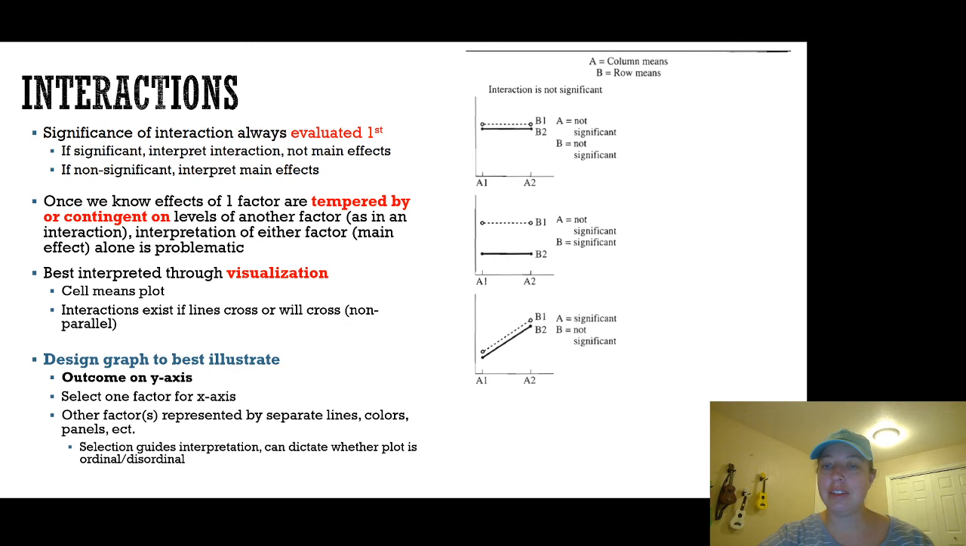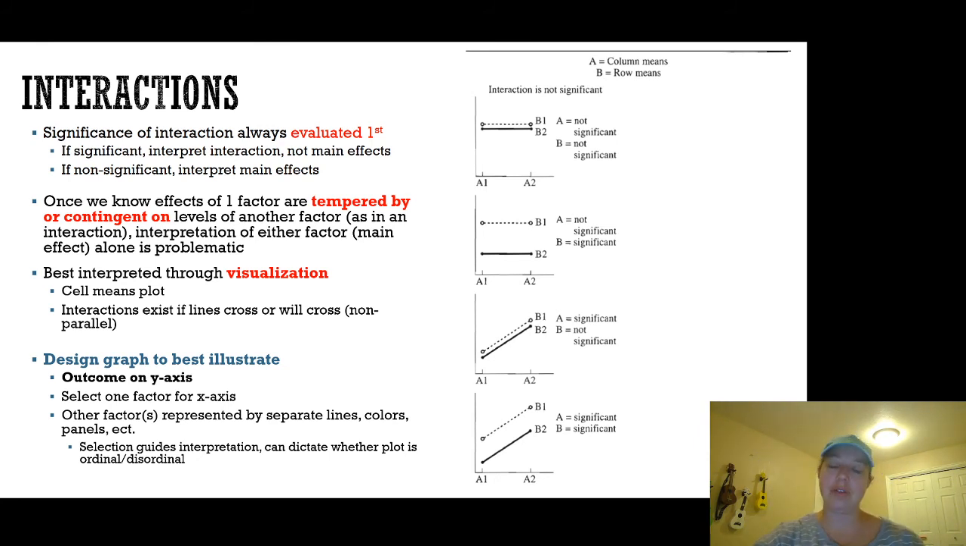Now, here's a third example. We have not flat lines, but diagonal lines. But notice the gap. The gap between the lines is constant. The lines are parallel. No interaction means parallel. They can be close together, far apart, flat, diagonal, one way or the other, as long as they are consistently the same distance apart. They're parallel, no interaction. So no interaction can look different ways.